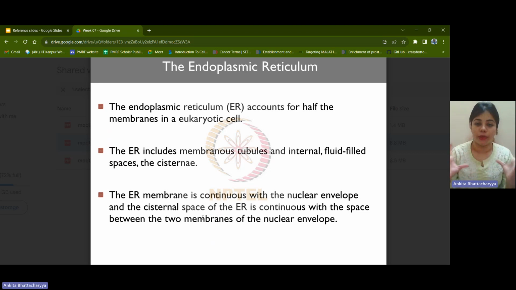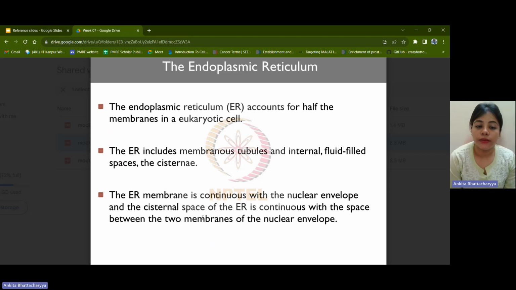You're looking at membranous structures, membranous coverings, and the internal space, which is not a hollow space, but instead these are fluid-filled tubular structures, and those are known as the cisternae. Endoplasmic reticulum cisternae, cisternae are basically these sac-like structures which are present. They're used for Golgi as well, for the ER as well.